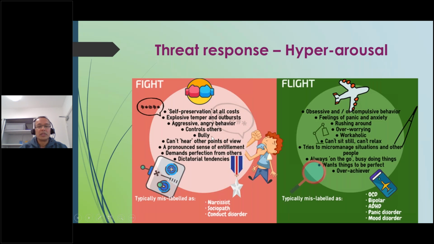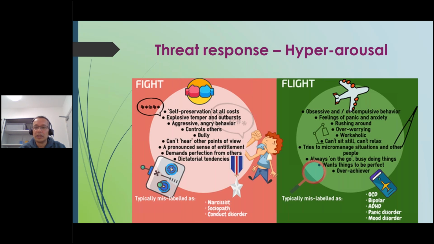So this is the threat response, the fight or flight response. I won't go into too much detail. The fight response is when we can't hear others' point of view. We demand perfection from others. We become dictatorial. We get aggressive and angry. And typically we see people like this and call them narcissists, or sociopaths, or say they have some conduct disorder, or ODD or ADHD and all that. I know those are diagnoses, but they may appear to be like that when they're in the fight or flight response. So these are the two kinds of responses.